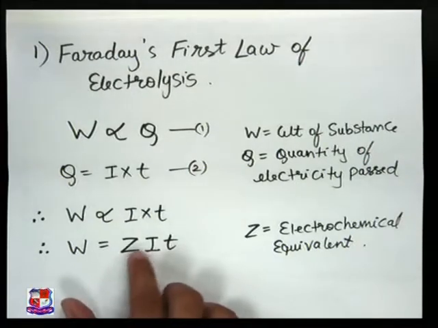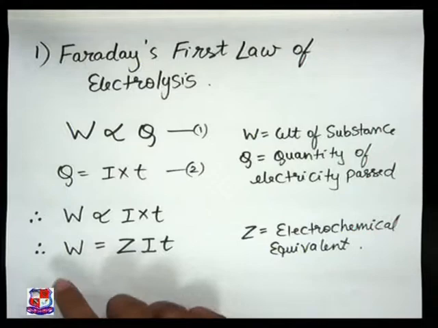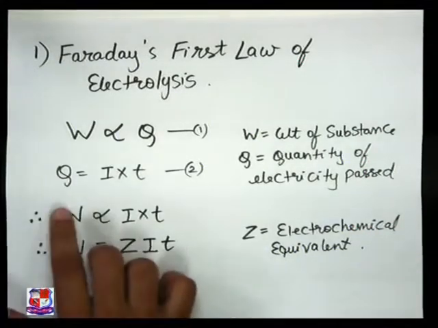So this Z is your electrochemical equivalent, and I is the current, T is the time, W is the weight of substance, Q is the quantity of the current passed. Let us try to move ahead.